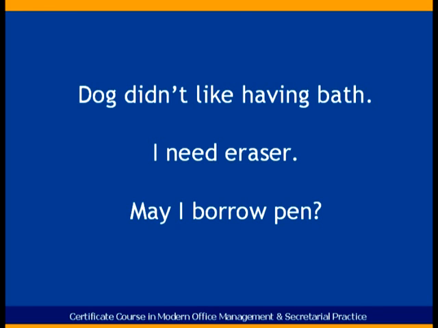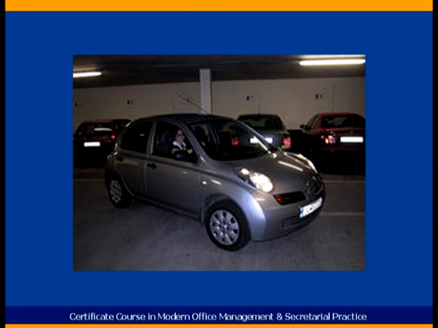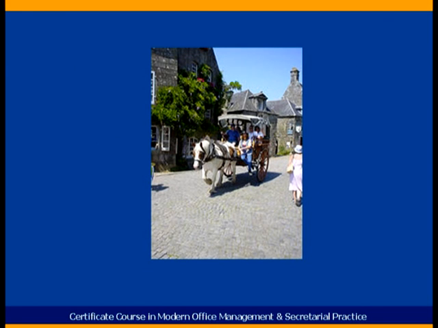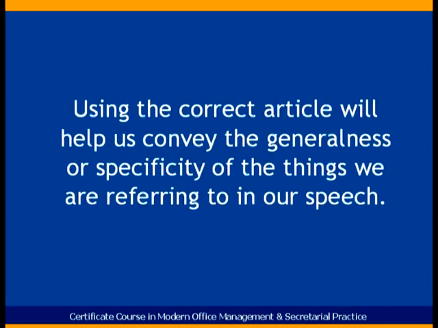When we communicate, we sometimes need to refer to a specific or general thing like the car in the garage. A horse pulled the cart. It is important to help our listeners and readers to understand exactly what we want them to understand. Using the correct article will help us convey the generalness or specificity of the things we are referring to in our speech.